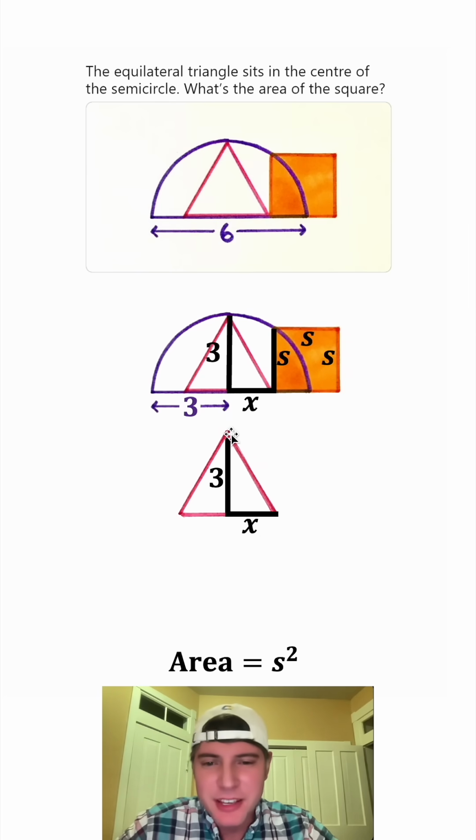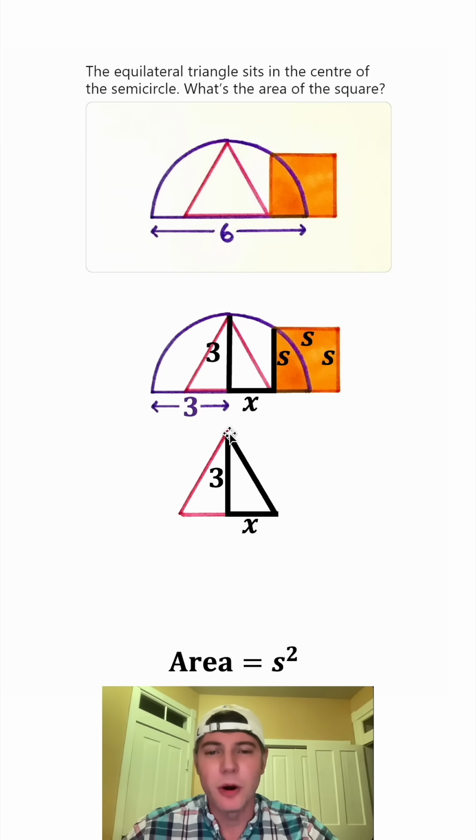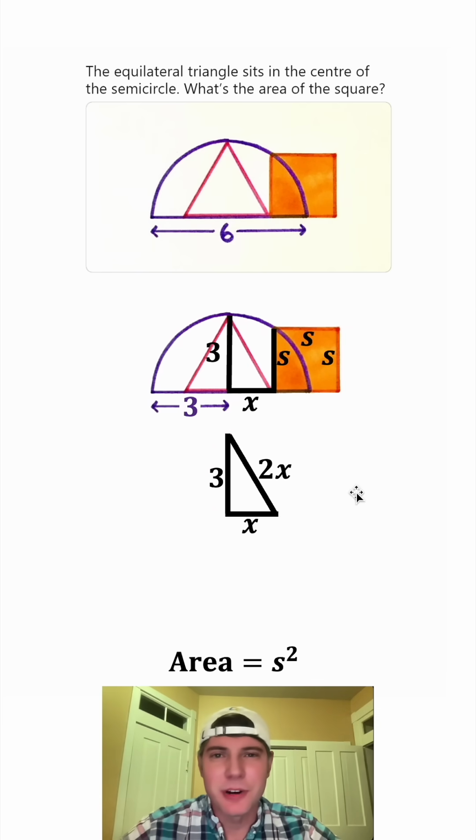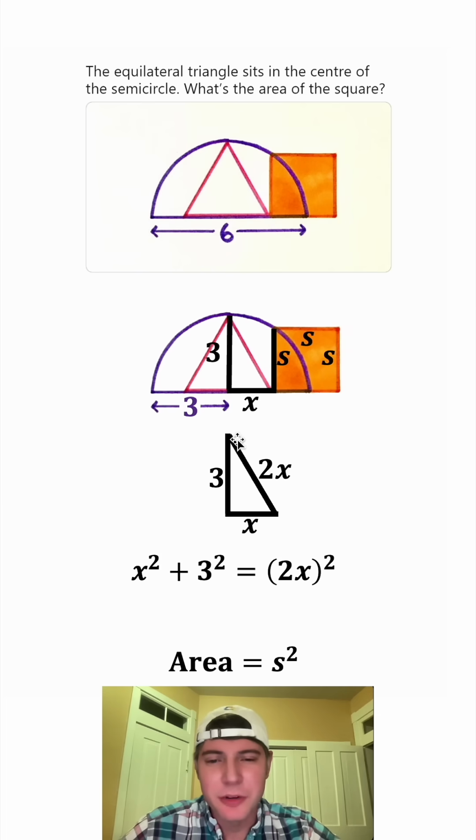And if we connect this vertex to this vertex, we have another right triangle. The hypotenuse of our new right triangle is the same as a side of our equilateral triangle. And since x is half the distance, the whole distance would be 2x. And now we have 3 sides of a right triangle. Let's do Pythagorean theorem. It'll be x squared plus 3 squared is equal to the quantity 2x squared.